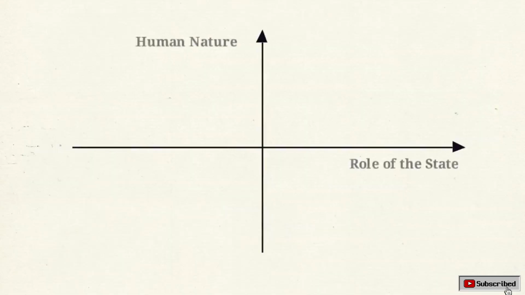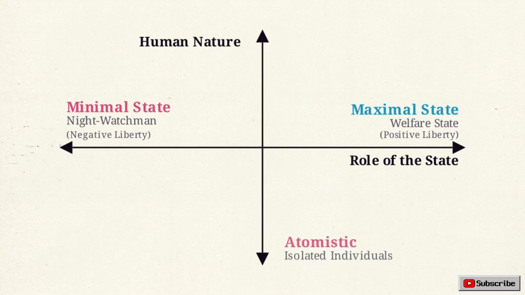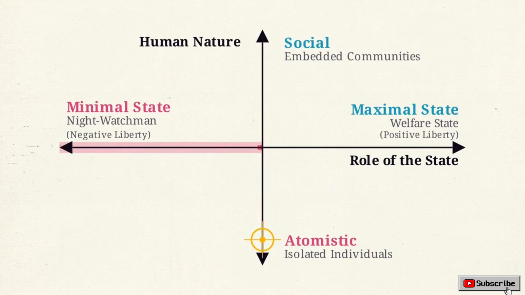This matrix tracks these mutations. The x-axis measures the state's role, from minimal police force to maximal welfare provider. The y-axis measures human nature, from atomistic, isolated individuals at the bottom to deeply embedded social communities at the top. By identifying where a specific era plots human nature on this vertical axis, we can predict the exact economic policies it will impose on the horizontal one.